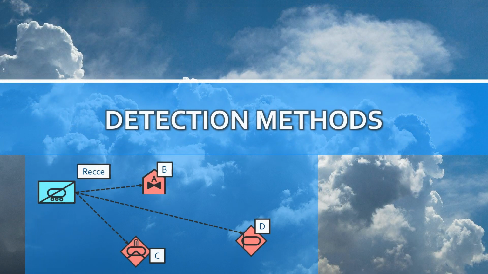To get into the detection methods, for the reconnaissance you will see this symbol most of the time, and then you see some symbols here, which are the enemy units, and I label them with a letter, and this is consistently used through the presentation.